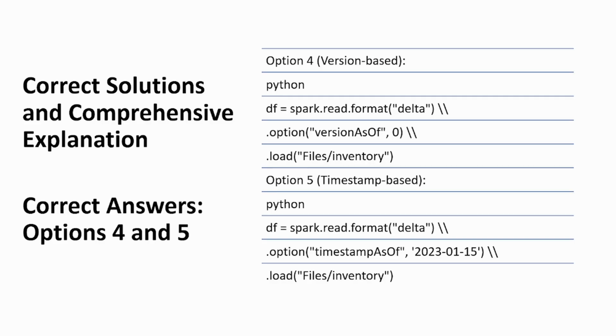Option 5 uses timestampAsOf with the date January 15th, 2023, which gives the snapshot as it existed on that exact day. Delta Lake looks through the transaction log, finds the latest version committed on or before that date, and reconstructs the table for you. Boom. 2 different approaches, exactly what the question asked for.